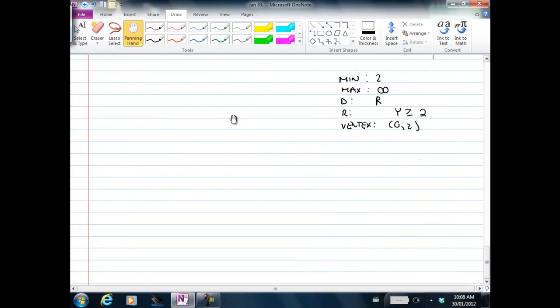So let's just summarize what it did. So here, y equals x squared. Y equals x squared plus 2. Highlight the plus 2. What this did is moves the graph up/down.